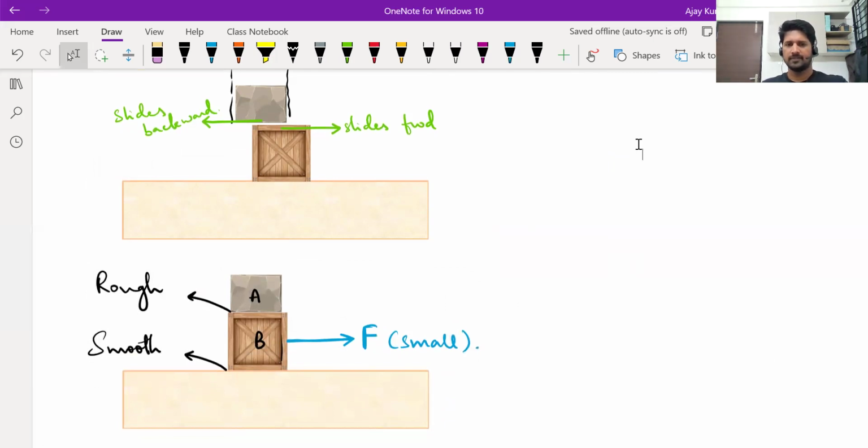Pawan, what do you say? Does friction need to act or not? Sir, between A and B. Between A and B. No, sir. What does friction do in any situation?